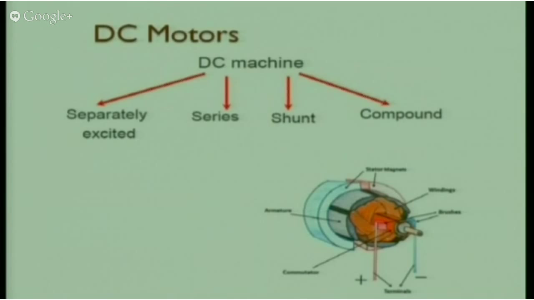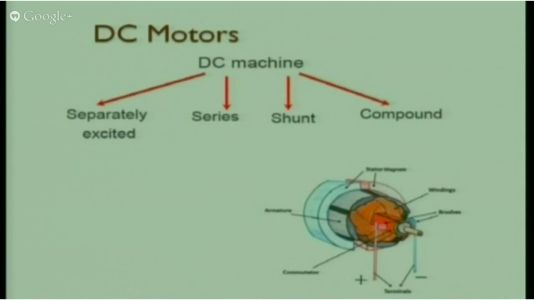Next. So let us see what the DC drives are. As I said, a DC drive is a combination of a DC motor and its controller. That is basically a DC drive. So the heart of the drive will be a motor, which is a DC motor, and the power electronic converter. So it can be a DC machine or the motor.